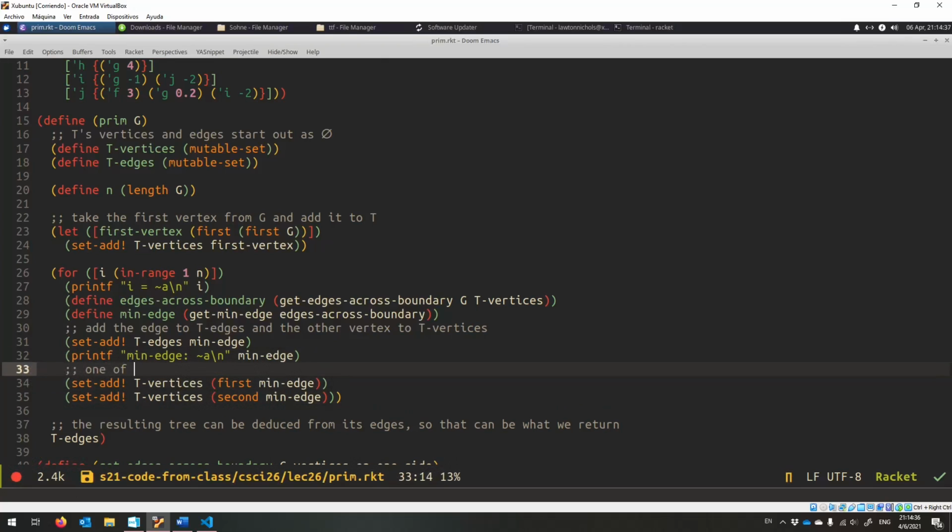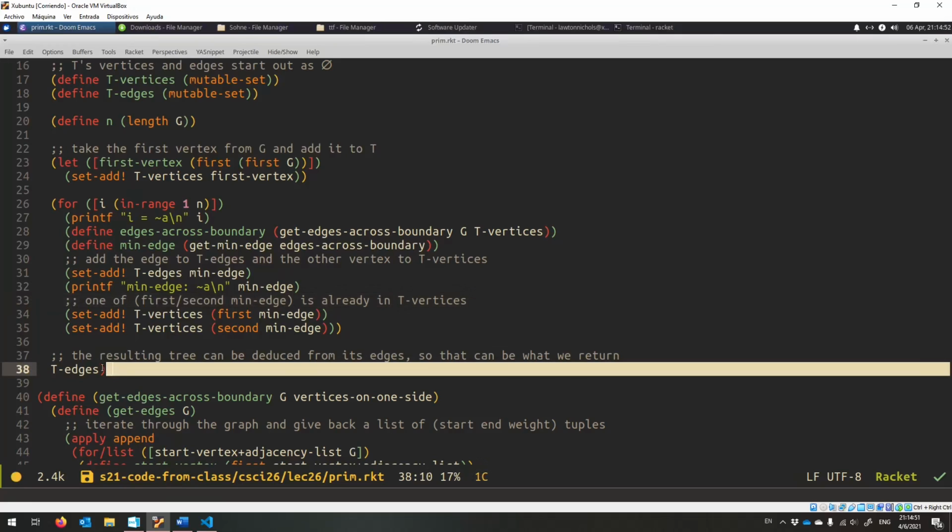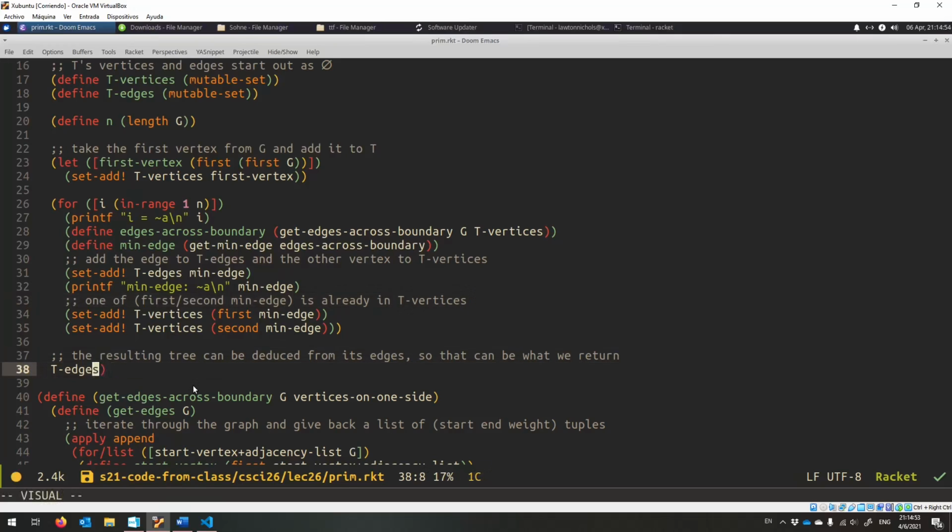One of first or second min edge is already in T vertices, but it's easier to just add it again. It's not a big deal. And then the answer is finally the tree, which I'm just going to represent as the edges that make it up. Okay, so that is Prim's algorithm in a nutshell.